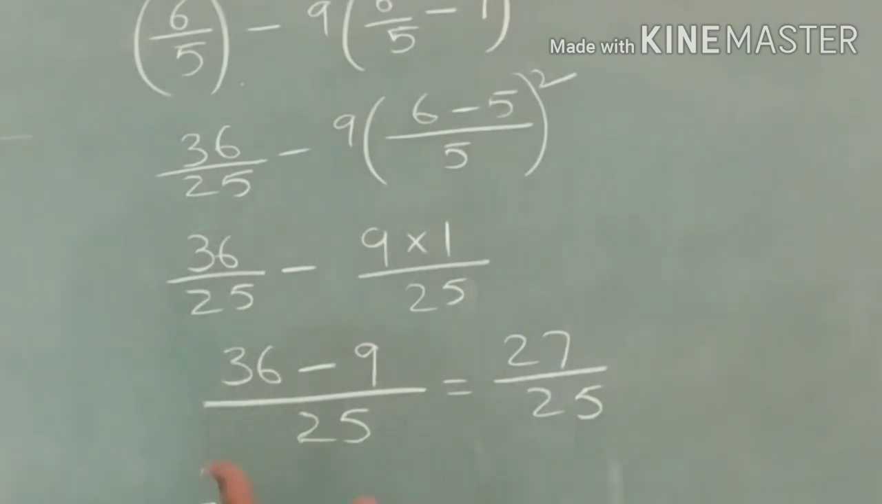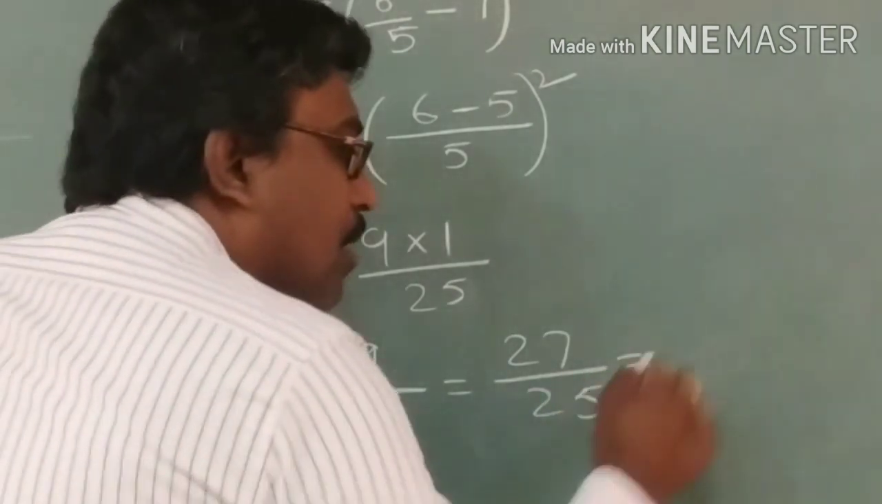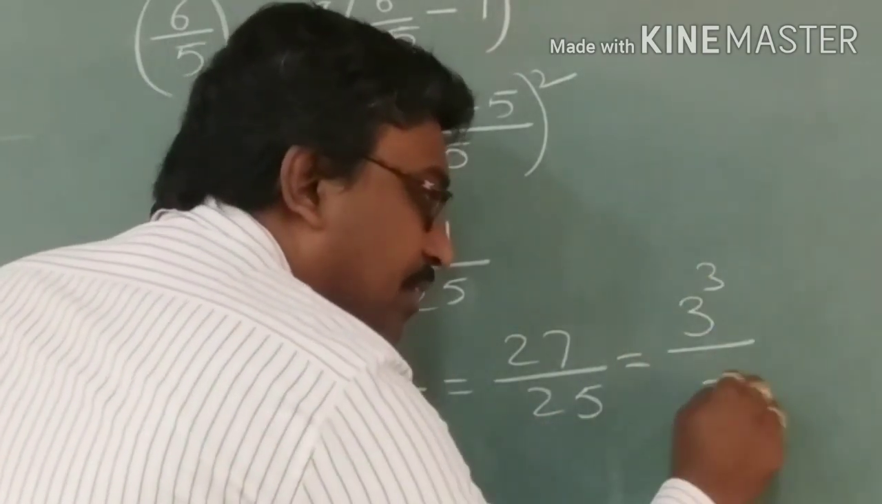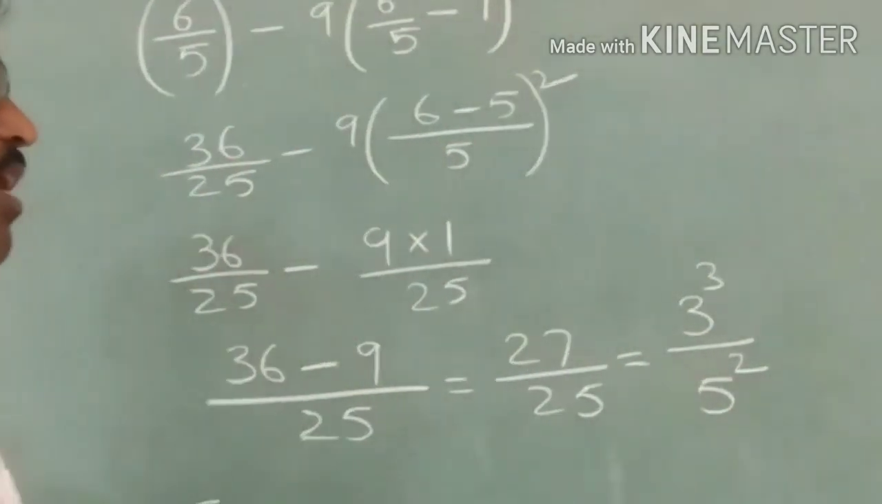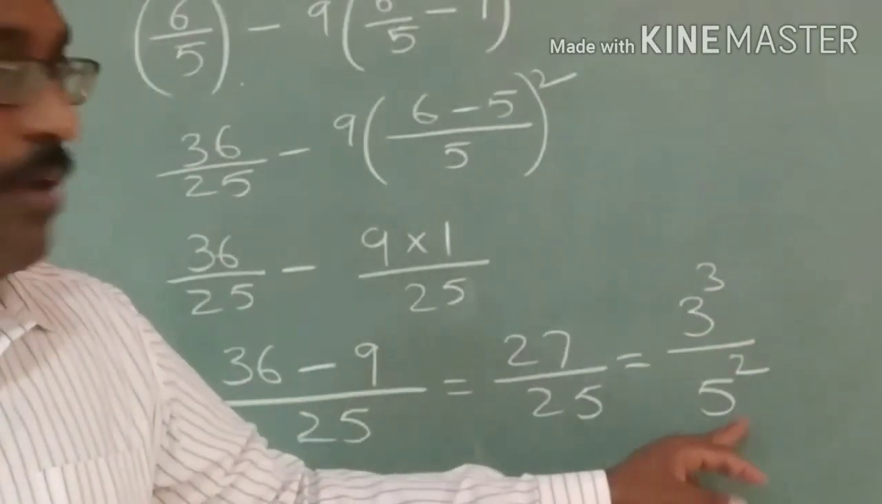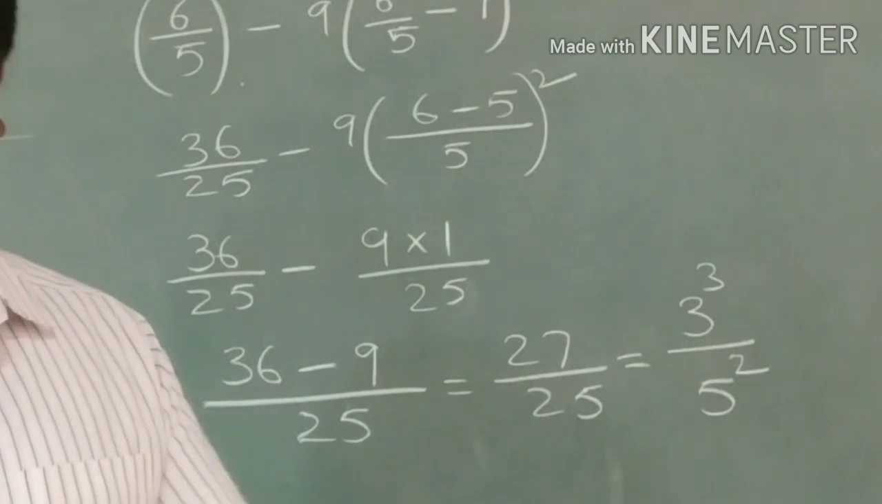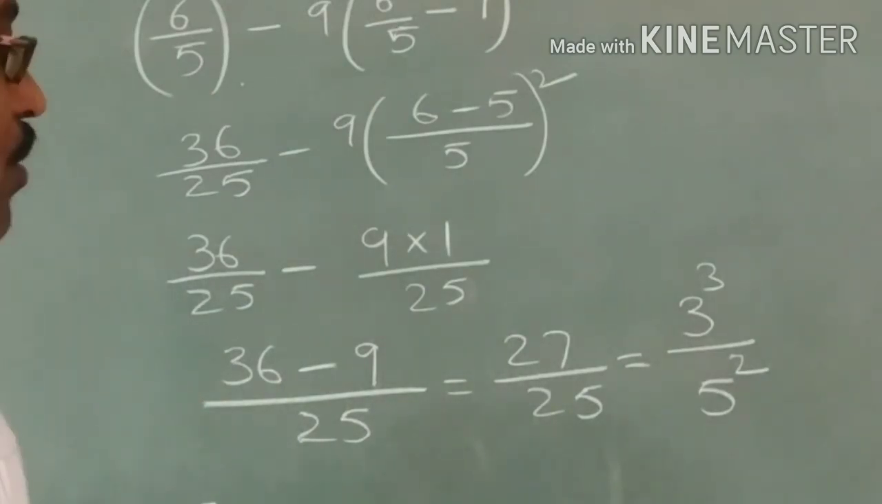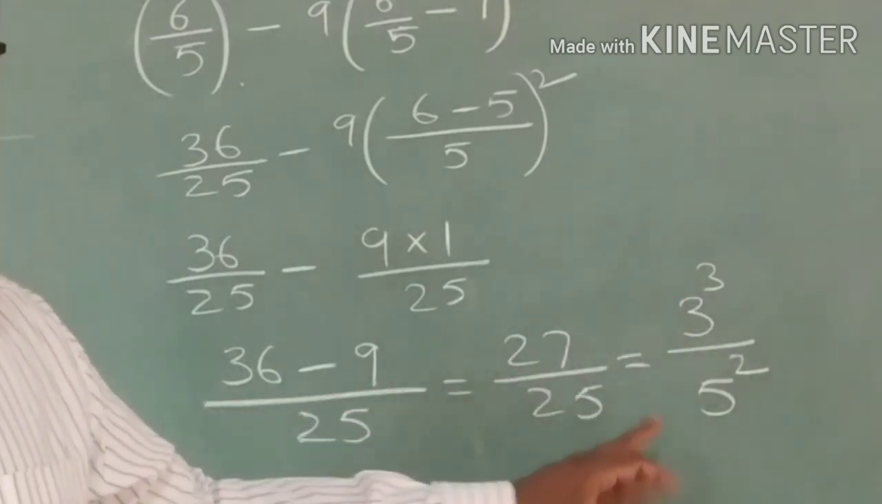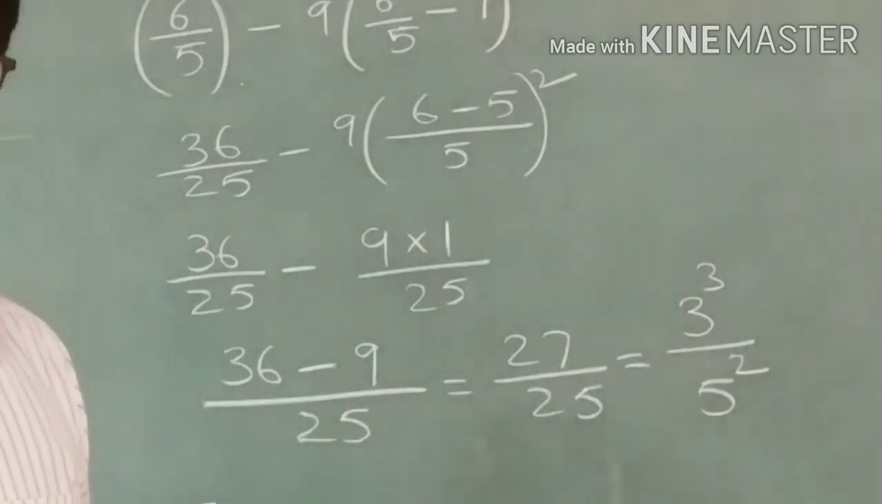Okay, you can leave it like that, or you can write in power notation. 27 is 3 cube, 25 is 5 square. Either the bases are not the same, the powers are not the same, so you cannot simplify further. Okay? So 27 by 25 or 3 cube by 5 square gives the same answer.